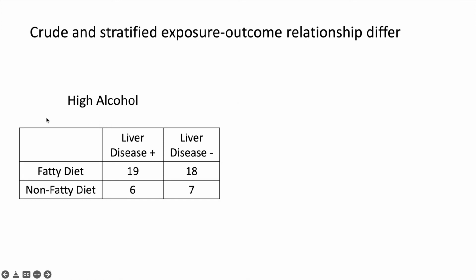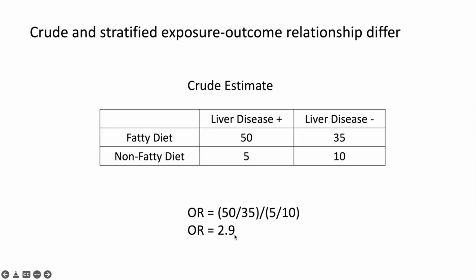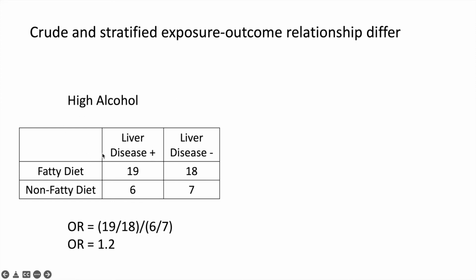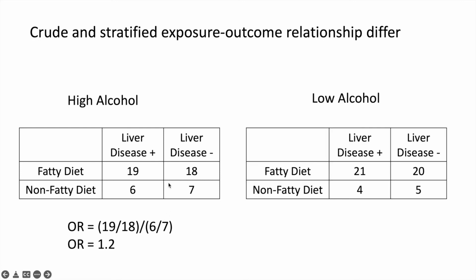But if we take everyone who's a high alcohol consumer and put them in one table, then we can get an odds ratio where we see it's different. It was 2.9 before, but now just among the high alcohol people, it's almost gone. It's just an odds ratio of 1.2. And we do the same thing with those who have low alcohol consumption. We give them their own table and their own analysis, and that comes out to 1.3, which is very close to the high alcohol strata.